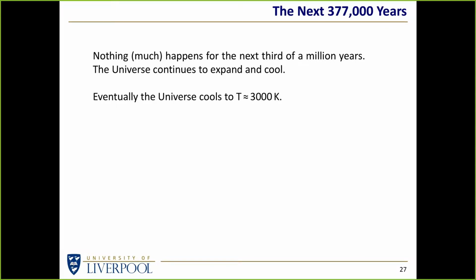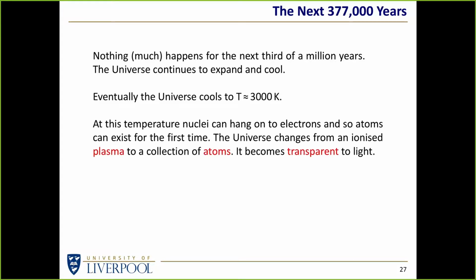What is so magic about the temperature 3000 Kelvin? Well, it's important because at this temperature a nucleus can hang on to the electrons, a positively charged nucleus can hang on to negatively charged electrons, and so this is the first point that atoms can exist. Up to this point, 377,000 years after the Big Bang, no atoms existed. There were just various particles floating around. But from 377,000 years onwards, we have atoms. We have atoms of hydrogen and atoms of helium.